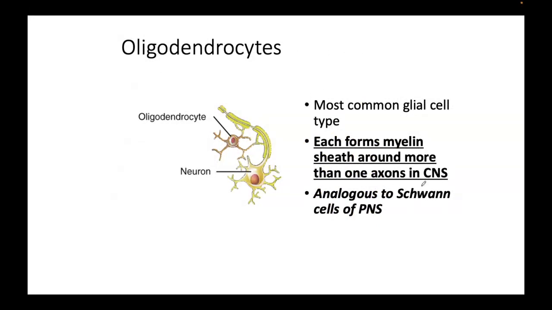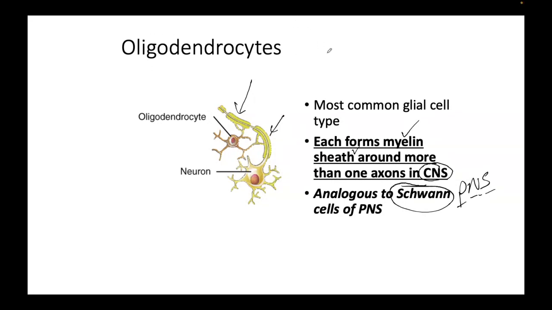Oligodendrocytes. You heard me in a previous video talk about Schwann cells, and we know that Schwann cells myelinate, except they myelinate in the peripheral neural system. In the central neural system, we have an oligodendrocyte, and it's the most common glial cell. Each of them forms the myelin sheath around one or more axons, but it does so in the CNS. So it's creating that insulation, or myelin sheath, within the brain and the spinal cord, whereas the Schwann cells are doing it in the peripheral neural system.